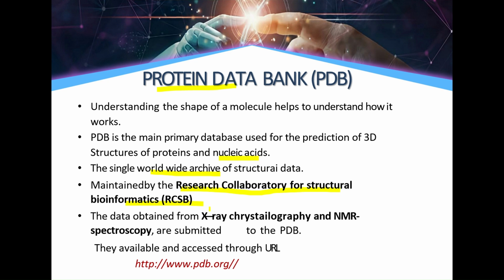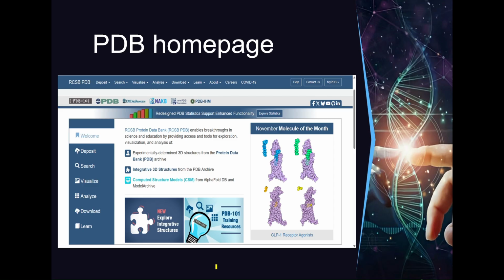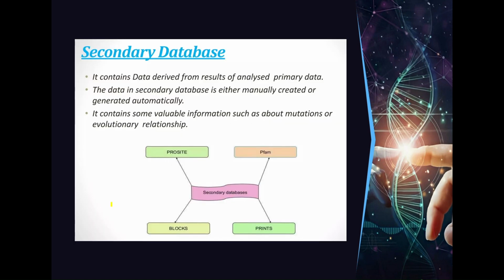And where are these obtained from? These are all obtained from X-ray crystallography and NMR spectroscopy. The structures of nucleic acids and proteins are obtained from these 2 techniques and are stored in the Protein Data Bank, giving each structure a unique accession number and ID. You can also access this at the PDB. This is the homepage of PDB where you can analyze the 3D structure of proteins or nucleic acids. You can deposit, search, visualize, and analyze. Very helpful for the beginner or a highly educated and innovative research field.